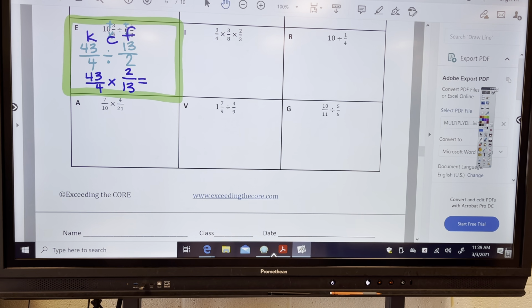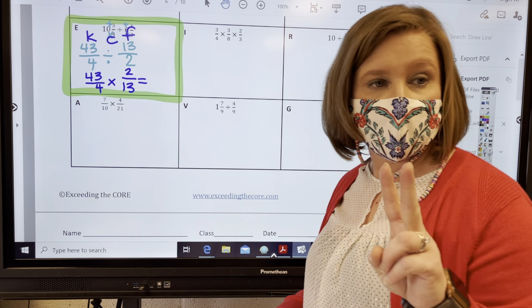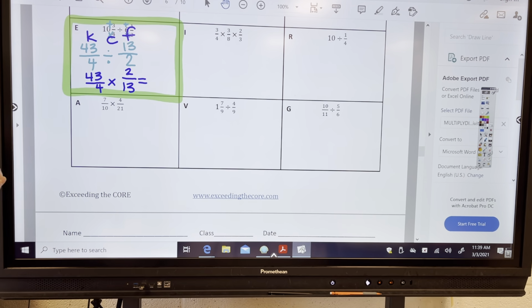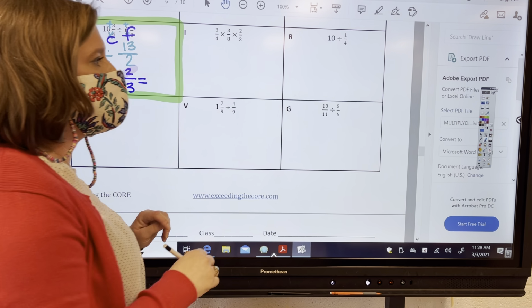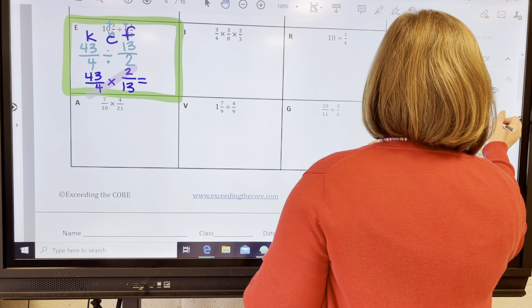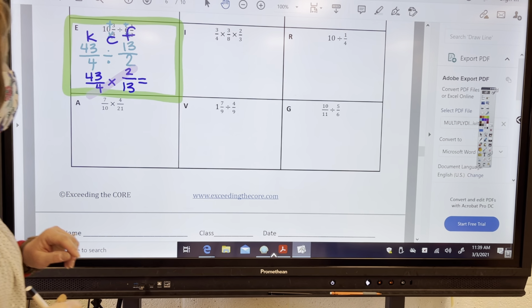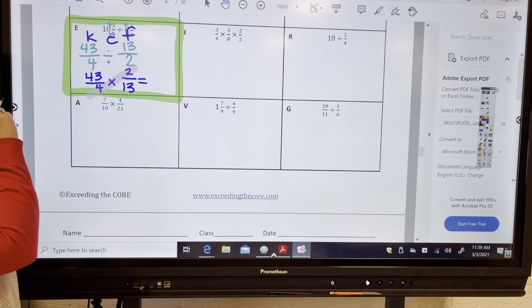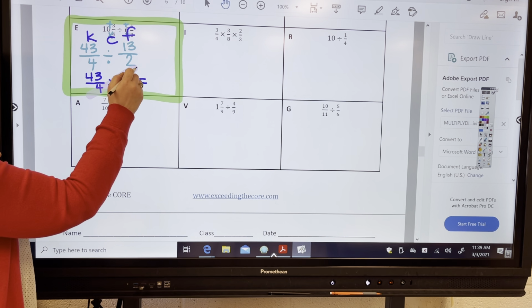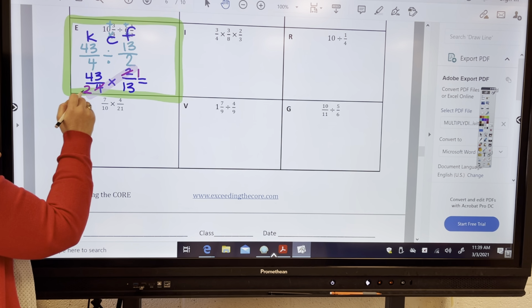Because 2 times 6 is 12, plus 1 is... Oh. See, I put 6 plus 2. No, multiply, add. Multiply, add. Okay, 2 and 4, can I simplify those? Yep. What can I divide 2 and 4 by? 2. 2 divided by 2 is 1. 4 divided by 2 is 2.